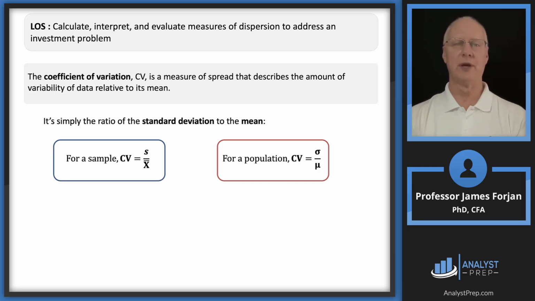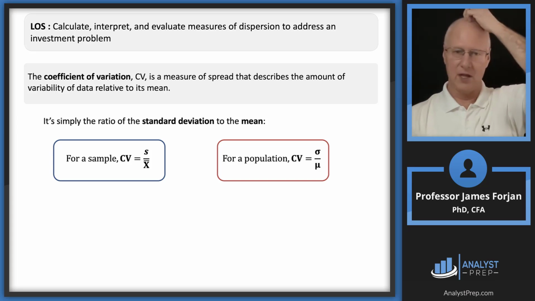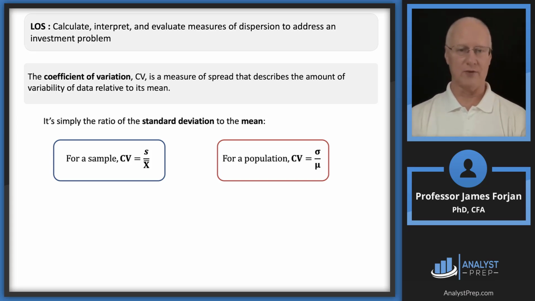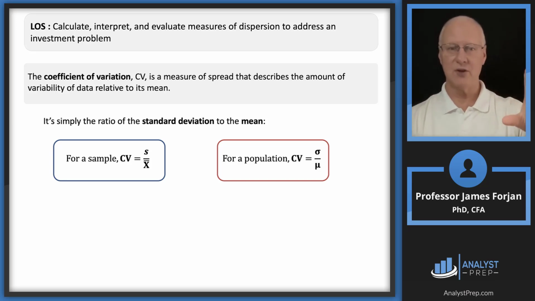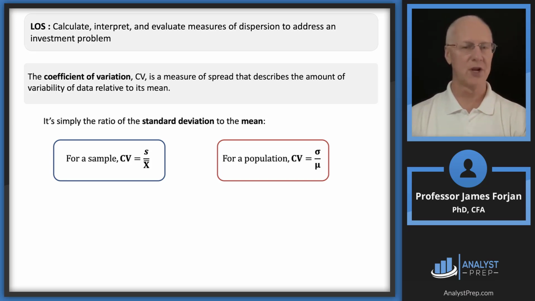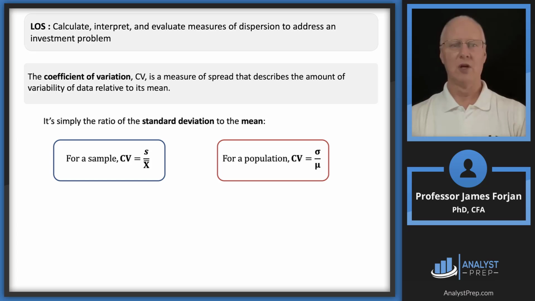And so think of what we're doing here. Coefficient of variation. We have standard deviation in the numerator, which is, and this is going to be emphasized throughout levels 1, 2, and 3, a measure of risk. So you have a measure of risk in the numerator and a measure of return or compensation in the denominator. So just think of that ratio, coefficient of variation.